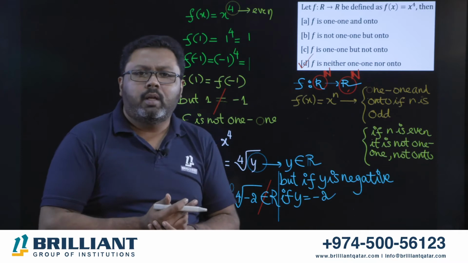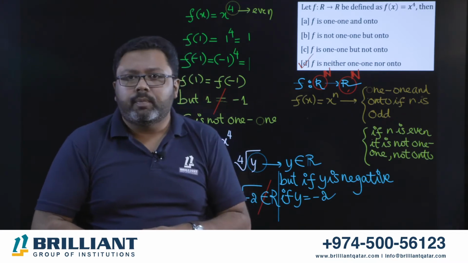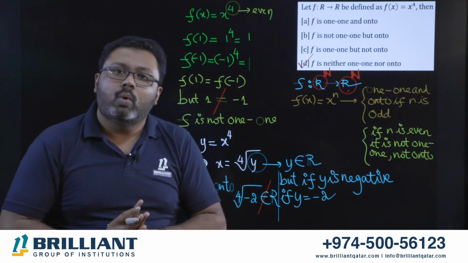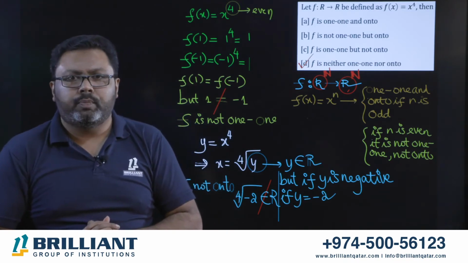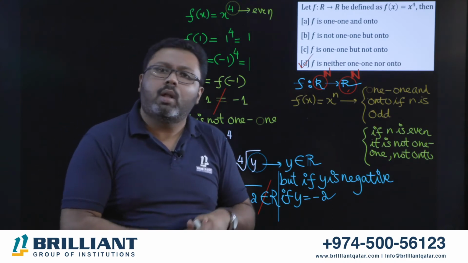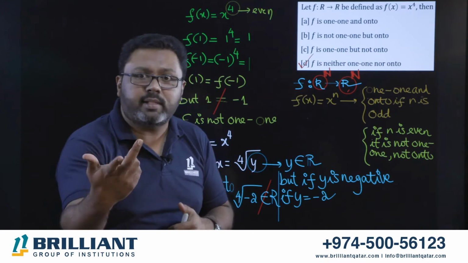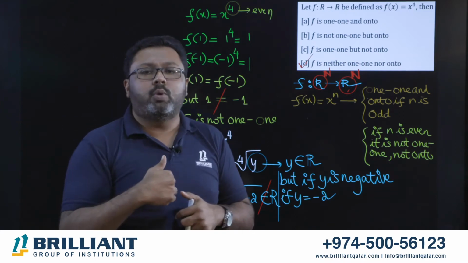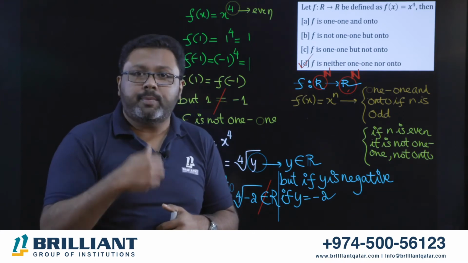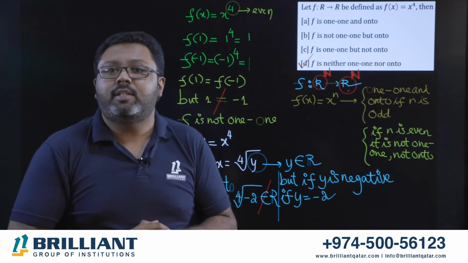What about odd power? Again, the same reason. It is going to be 1, 1. But is it onto? Is the cube root of a natural number always a natural number? If f of x is equal to x cube, the pre-image is cube root of y. Cube root of y is not always a natural number.